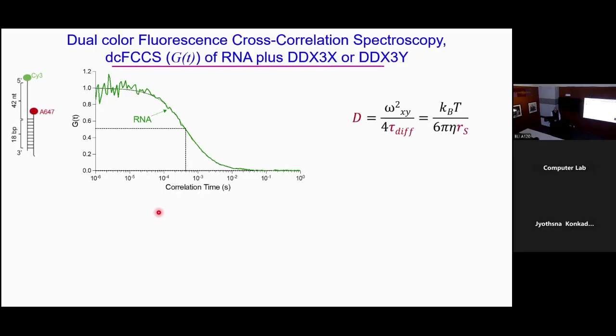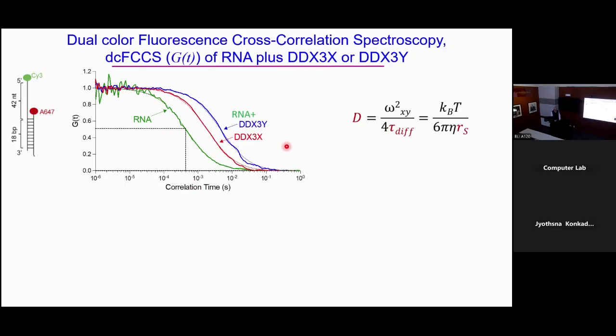So it takes on average about 300 microseconds for this RNA to diffuse in and out of the beam. The occupancy time is about 300 microseconds, which is what's expected from this size molecule, 27 kilodaltons. So we get the diffusion constant. Okay, then we add the protein, and we get this huge shift in the FCS curve.